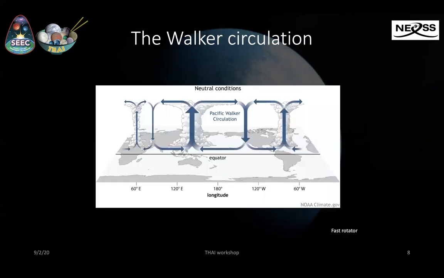Okay, now let's take a look a little bit more closely at this circulation regime. On Earth, we have what we call the Walker circulation, which is parallel to the equator. On Earth, it's a transient event because the sun is always moving to different places in time as a function of the season.